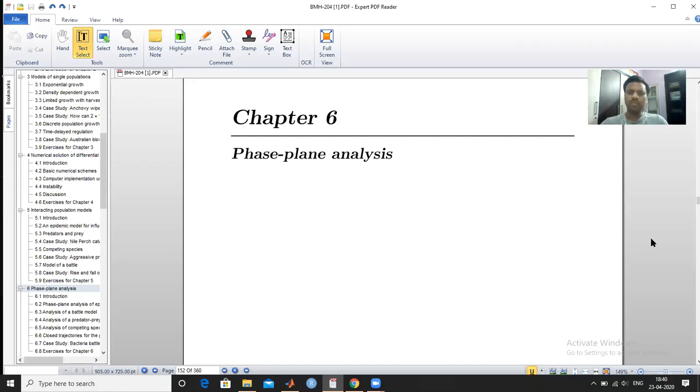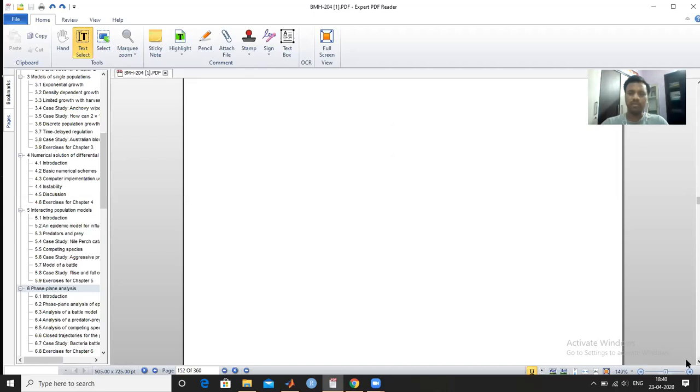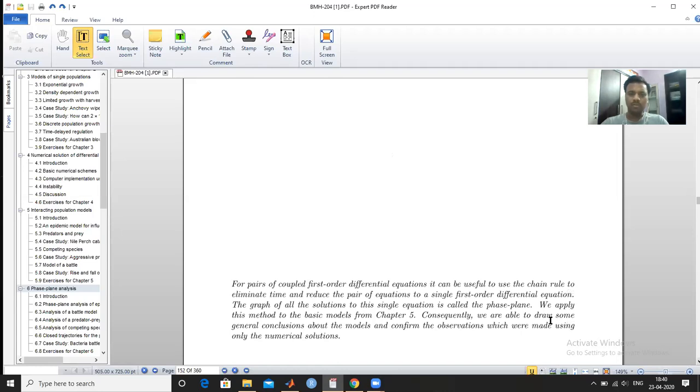So first of all, we will discuss what is the phase plane analysis, and then phase plane analysis for the arithmetic model. So what is the phase plane analysis? For example, we have a pair of coupled first order differential equations. It can be useful to use the chain rule to eliminate the time and reduce the pair of equations to a single first order differential equation. Then the graph of all solutions of this single equation is called the phase plane.